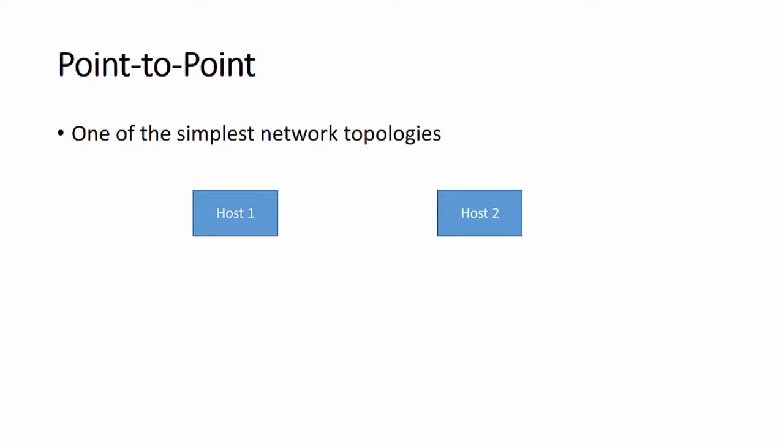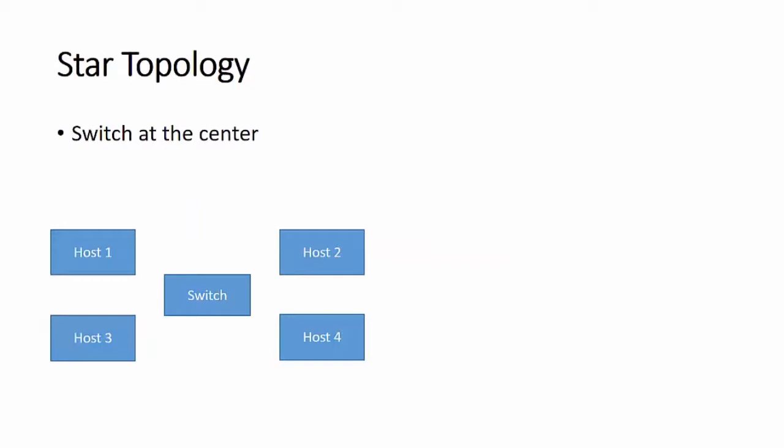Point-to-point is one of the simplest network topologies, and as you can see in the diagram, point-to-point connects these two hosts, host 1 and host 2, using a network connection. Star topology typically involves a switch at the center. Other devices are also connected to the switch in this topology. So these other devices are typically any hosts that need to be connected to the network.